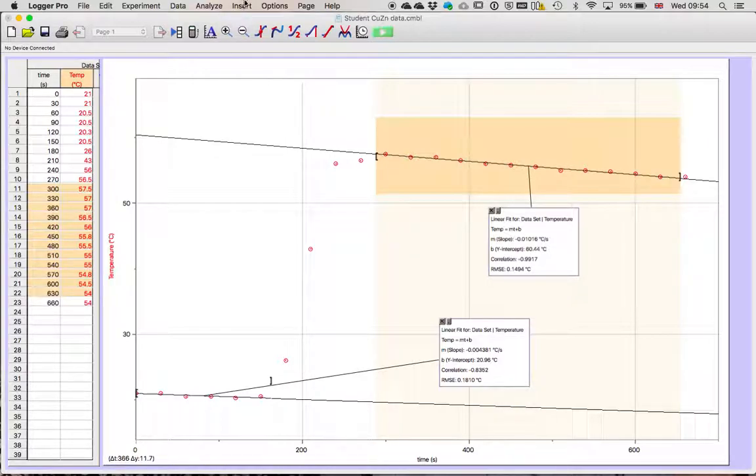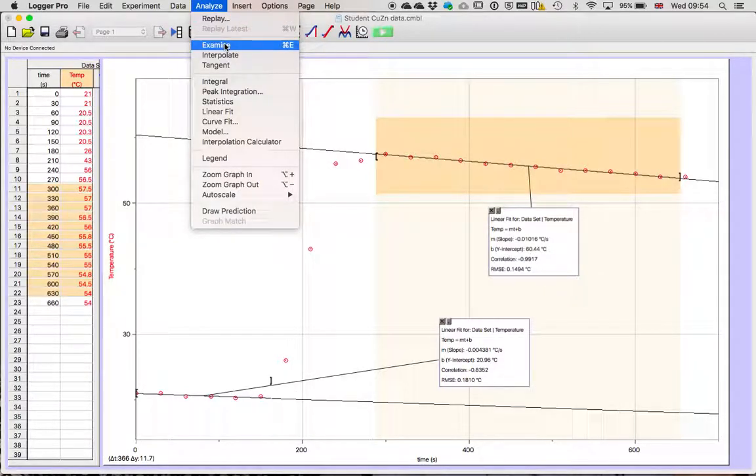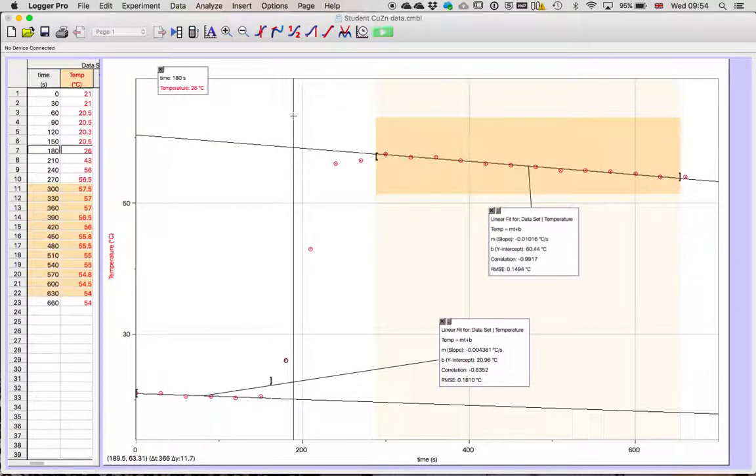That's nice. And we would like to know the difference. And because we added the zinc at 180 seconds, we want to find out the value at 180 seconds. So we're going to click on examine. And if I drag this to, oh, look, there it is there. But that doesn't tell me the whole story. It tells me the data point at 180 seconds. It doesn't tell me the intersection of the two lines.